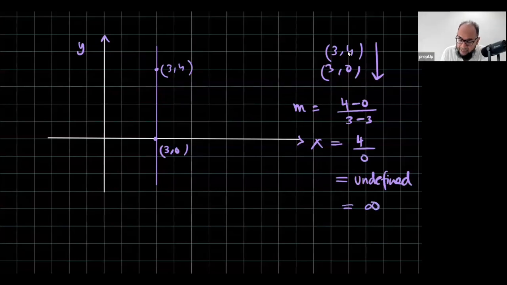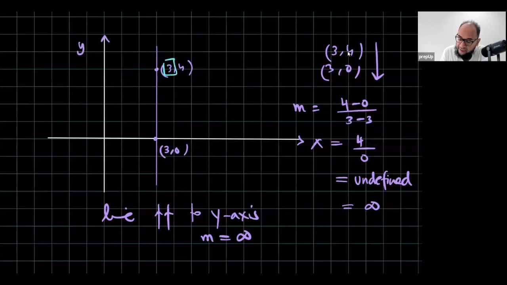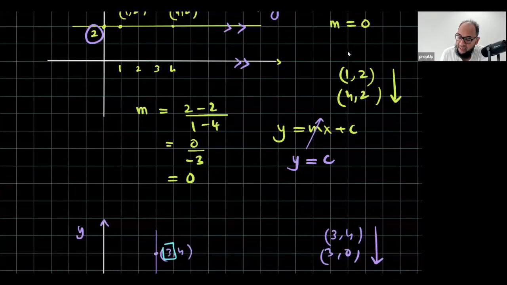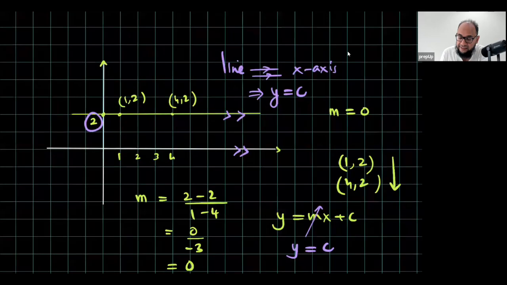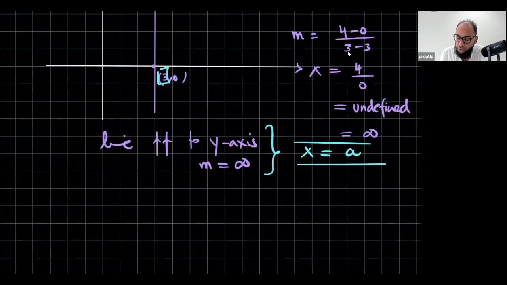So we will say that the gradient of a line parallel to the y-axis is undefined, and what is unchanged? The x coordinate is unchanged. So the equation of the line is of the format x equals a, where a is the x-intercept. Now let me compare the two. Line parallel to the x-axis, gradient is 0, y equals c. Line parallel to the y-axis, gradient is undefined, x equals a.